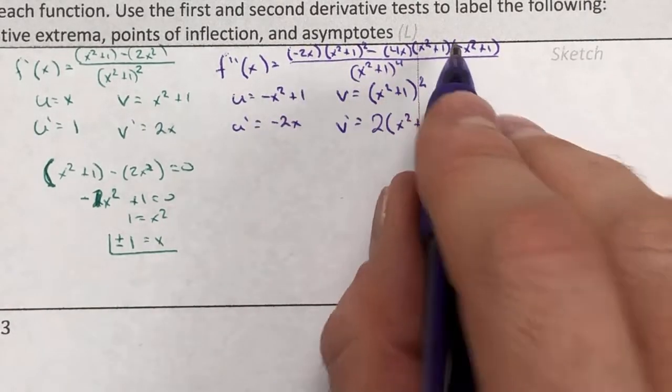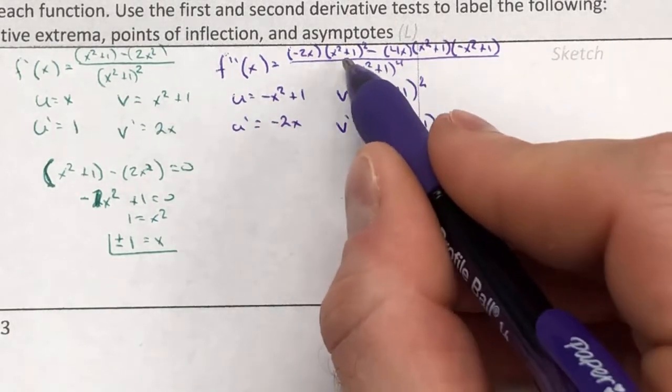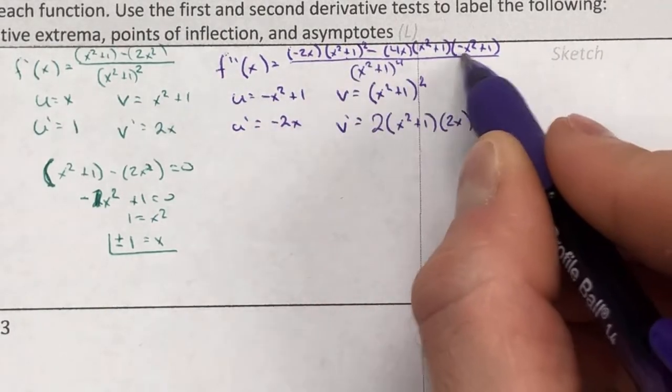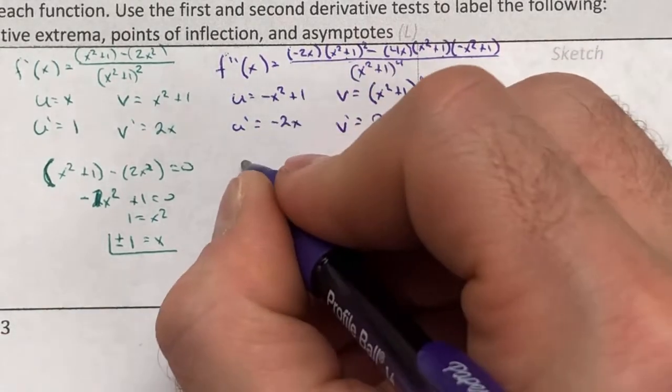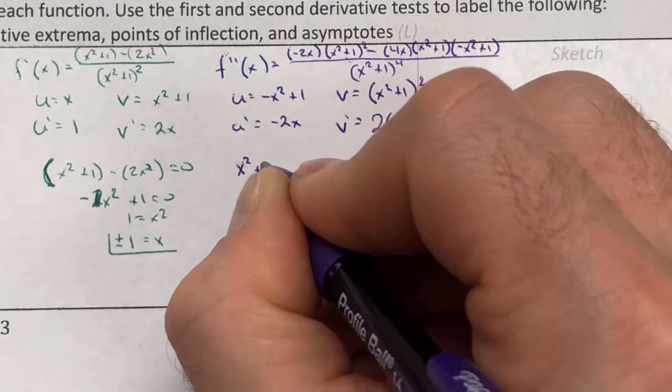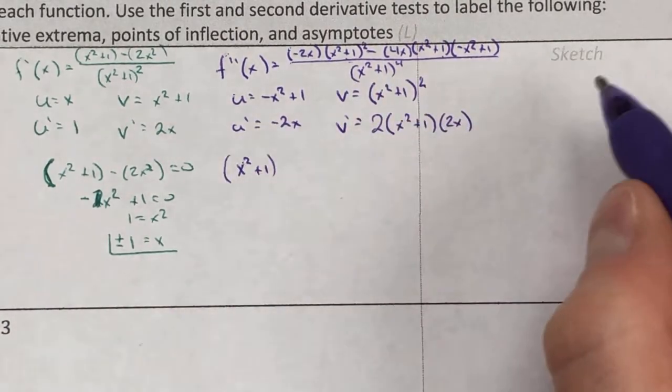I'm going to take this top part and set that equal to 0. And the first thing, before I even begin, I notice that they both have an x squared plus 1. So I'm going to go ahead and factor that out. So x squared plus 1 is factored out.